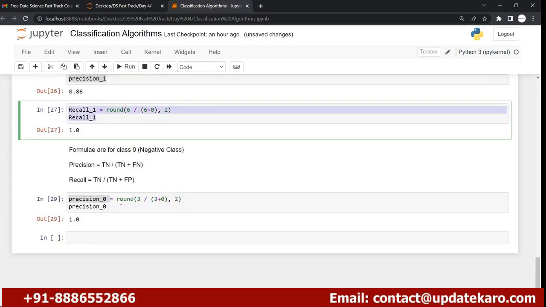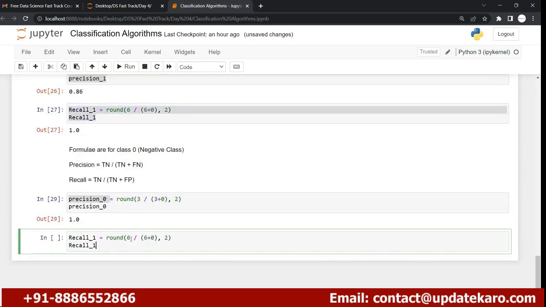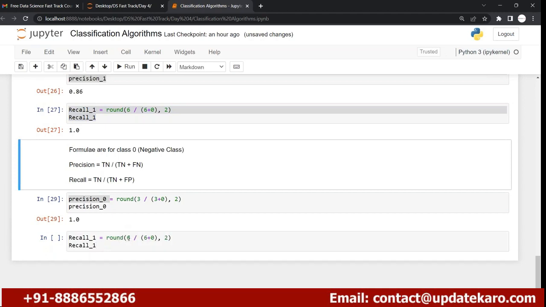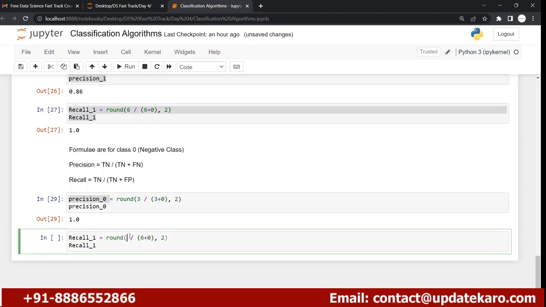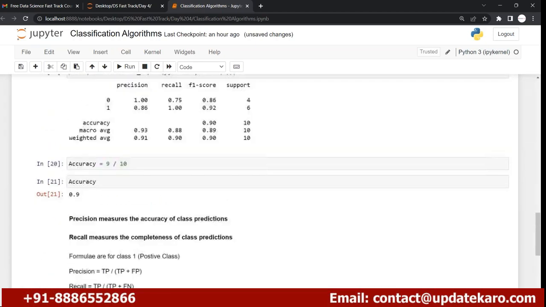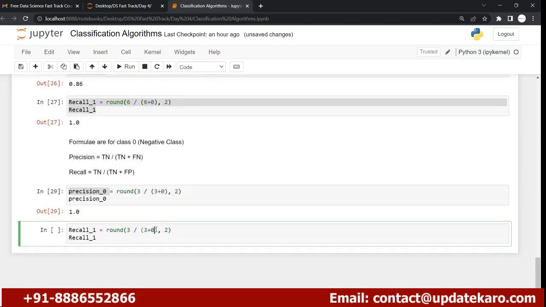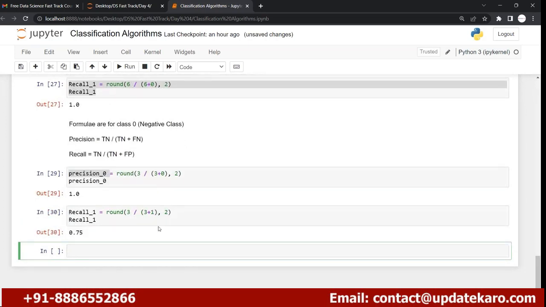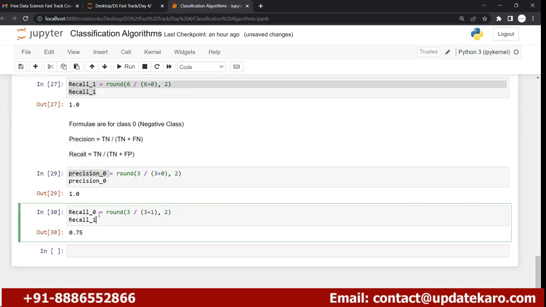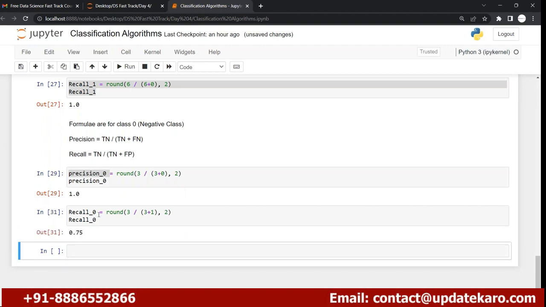Let us copy this and go with the formula. Here you can see the true negative is there. The value for true negative is 3, and the value for false positive is going to be 1. This is the false positive, right? So let us go ahead with the value 1 and run. Here you can see the recall. This is not class 1, this is class 0. The recall value for class 0 is going to be 0.75.